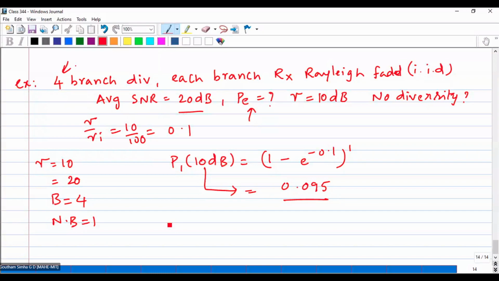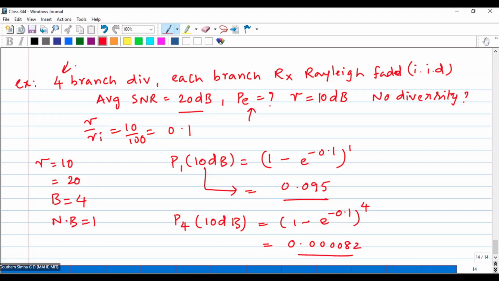Now I'll go with 4, the same fixed SNR. 1 minus e to the power of minus 0.1, whole to the power of M. M is 4. What is happening here? This gives 0.00082, about 8.2 times 10 to the power of minus 5, that is, on the order of 10 to the power of minus 4. Now what is happening here?